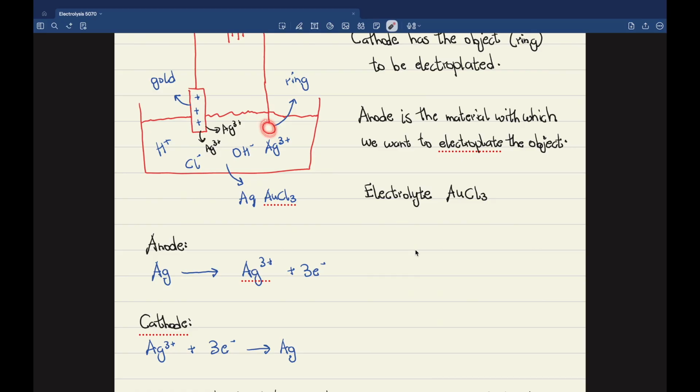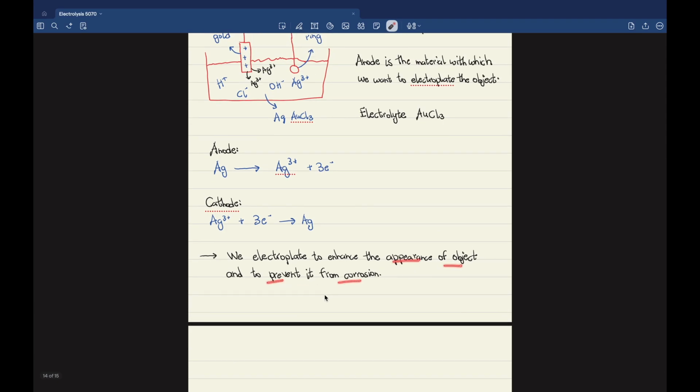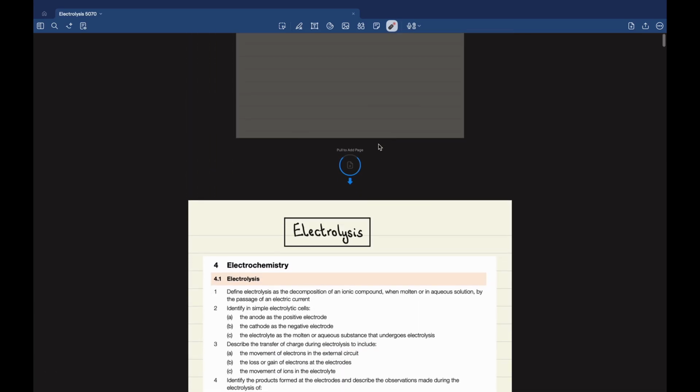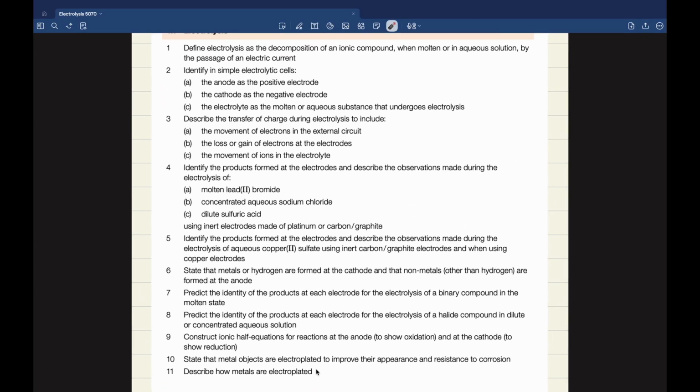Because gold, you see, this is the ring, and on top of it we have gold plating. So gold is going to protect the inner metallic ring. It's going to protect this inner metallic ring from corrosion. See, so these are the two reasons why we electroplate objects. And that is the benefit of reading the syllabus contents. If we had missed something, we would catch it, right? Electroplating improves appearance and resistance to corrosion.